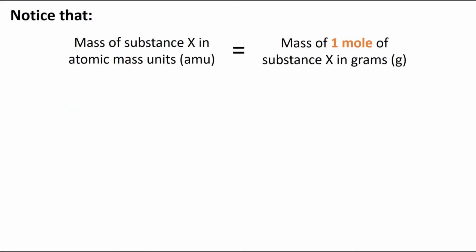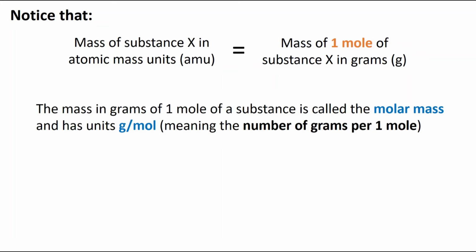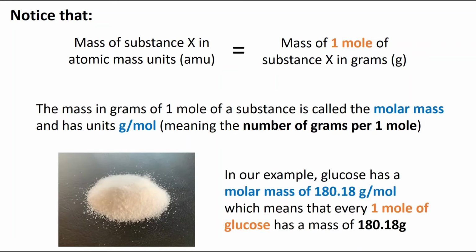Therefore, the value of the mass of any substance in atomic mass units is numerically equal to the mass of 1 mole of that substance in grams. In our example, glucose has a molar mass of 180.18 grams per mole, which means that every 1 mole of glucose, or every 6.022 times 10 to the 23 molecules of glucose, has a mass of 180.18 grams.